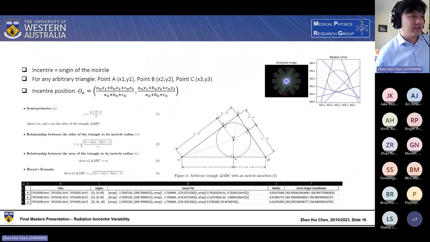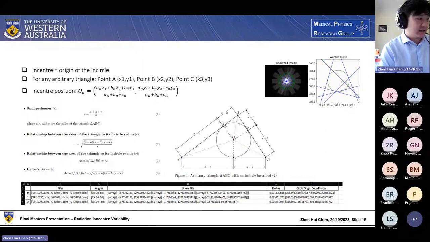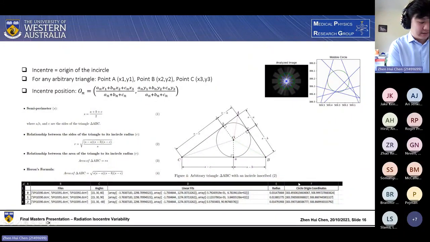And then now to apply Heron's formula, I do have the derivation of this in my thesis, so if anyone's interested, they can have a look at it. But basically, we apply the incenter position formula and Heron's formula to find both the size and the position of the inscribed circle and the radius. And from there, the output file gets saved.